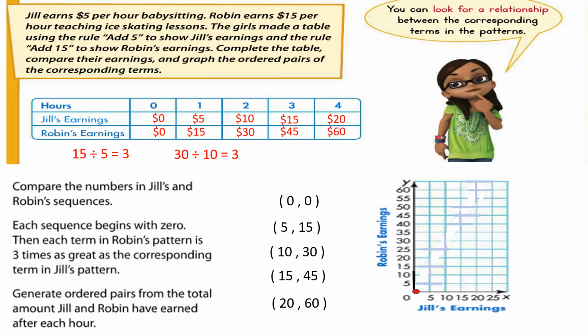Just put a point exactly opposite 5 on x and 15 on y, which is that red point. After that, 10 and 30, how can you graph it easily? By the same way, just put a point exactly at 10 on x and 30 on y, which is that place. After that, 15 and 45 by the same way, and 20 and 60 also using the same way.